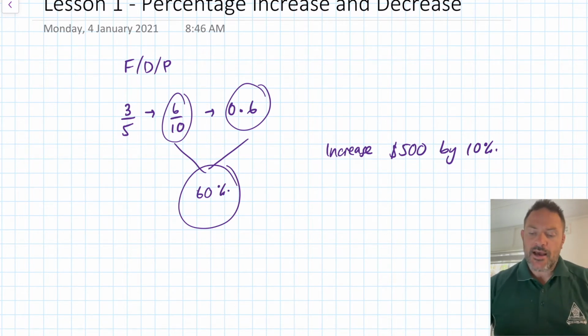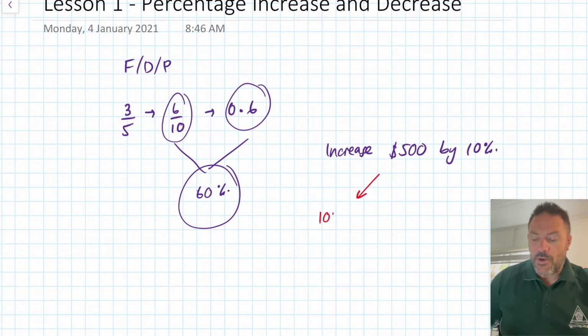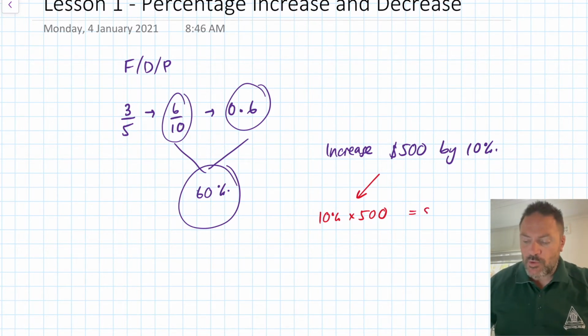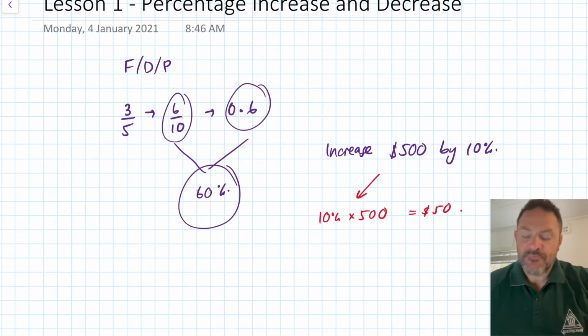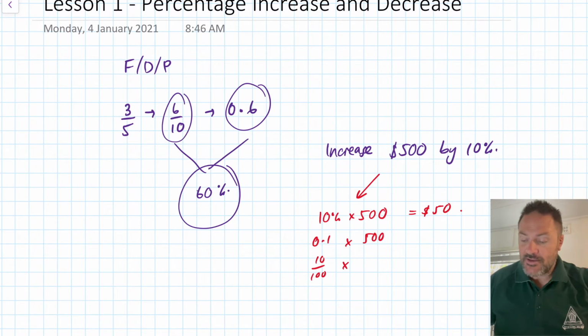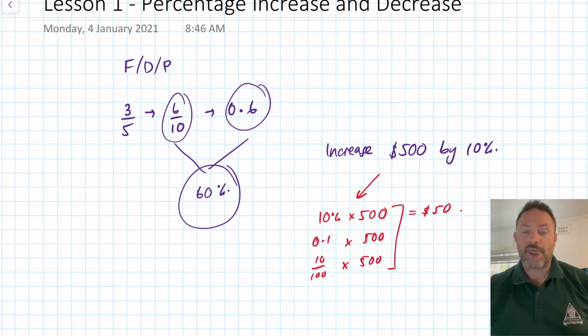Now, either way, there are different methods of working through this question. If I want to find 10% of 500, hopefully we know we can simply say 10% times 500 on our calculator. Because it's an easy number, we could also divide it by 10 to say it's $50. That would work either way, with or without the calculator. Of course, we could say 0.1 times 500. We could say 10 over 100 or 1 over 10 times 500. These will all generate that same answer of $50.